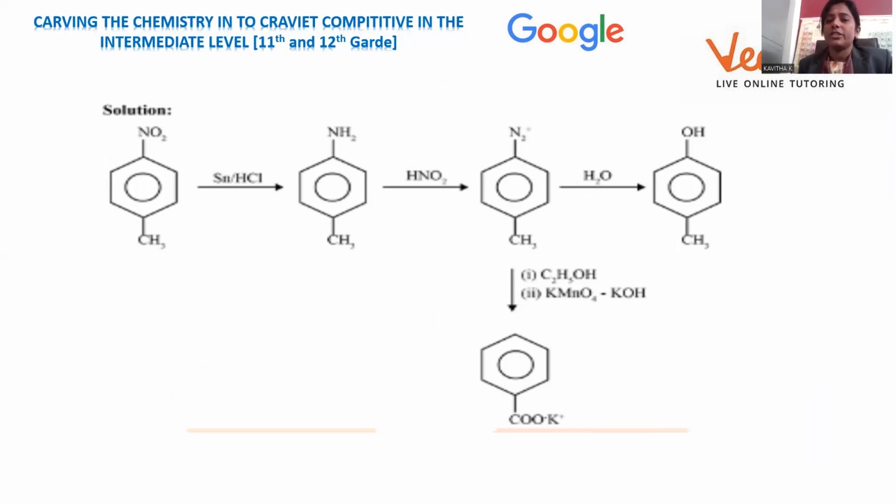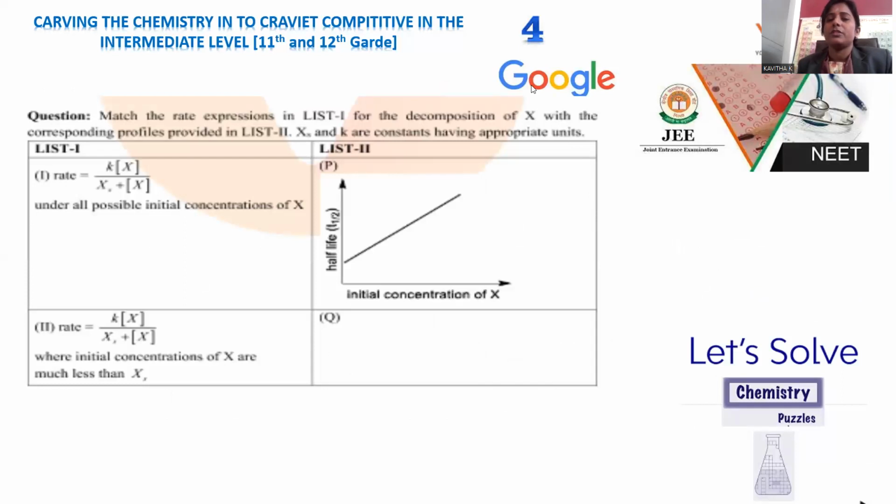So let's move on to question number 4. Question number 4 is purely from physical chemistry, and it is a part of chemical kinetics. Okay, match the rate expressions in list 1 for the decomposition of X with the corresponding profile provided in list 2. X0 and K are constants having appropriate units. So by using these rate expressions, we need to deduce the suitable graphical representation for each.